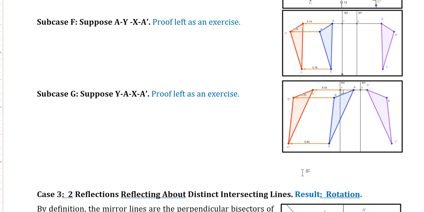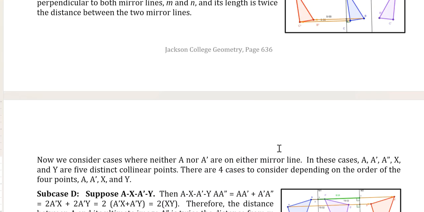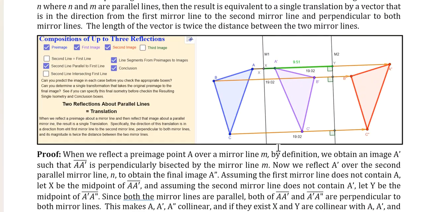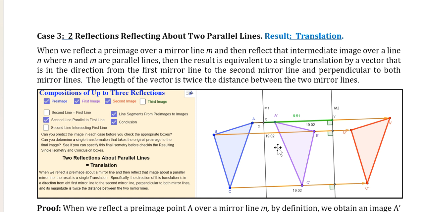But if you fill out the details of these three remaining subcases, then what do we prove? We prove that in every case, two reflections about two parallel lines result in a translation. That translation is in the direction from the first mirror line to the second, and the length of it is twice the distance between the two lines.